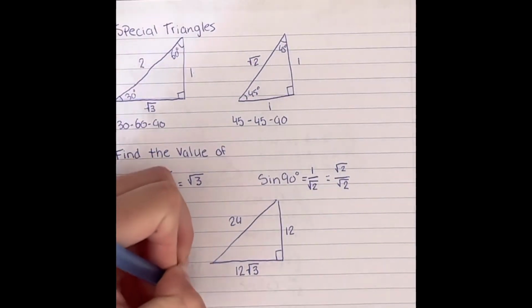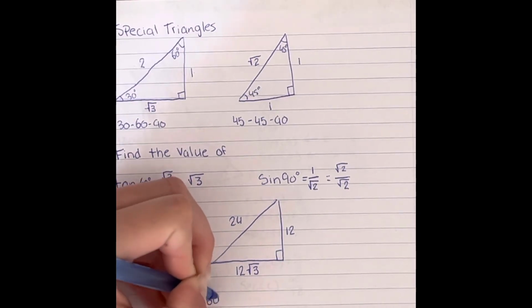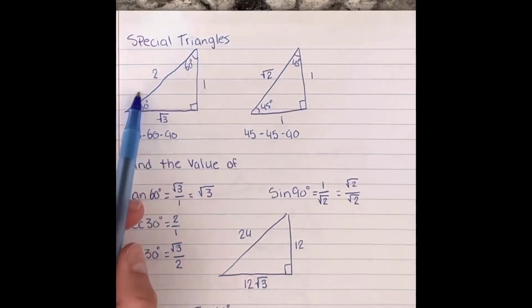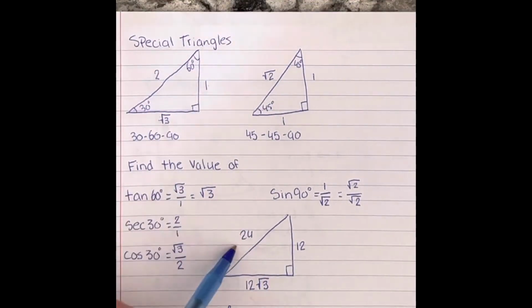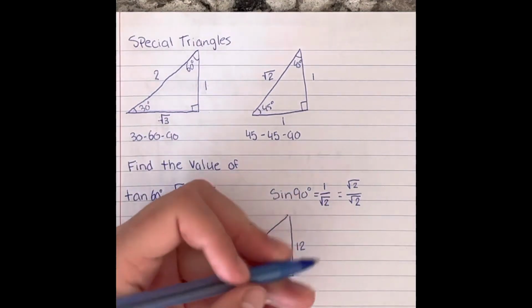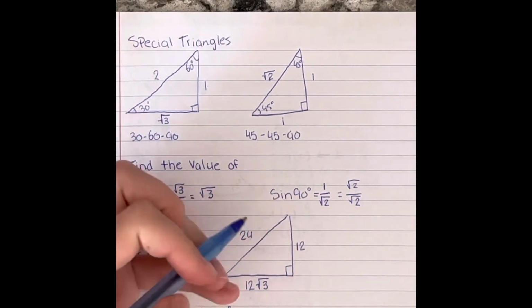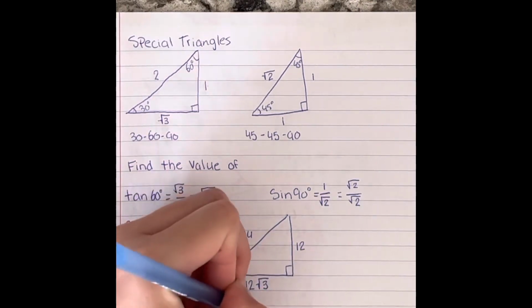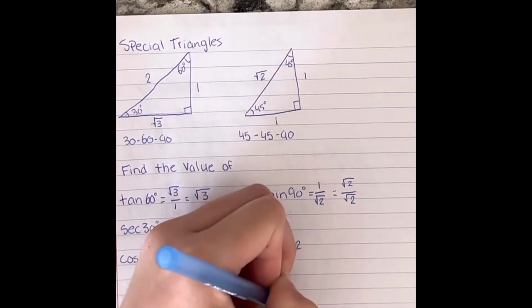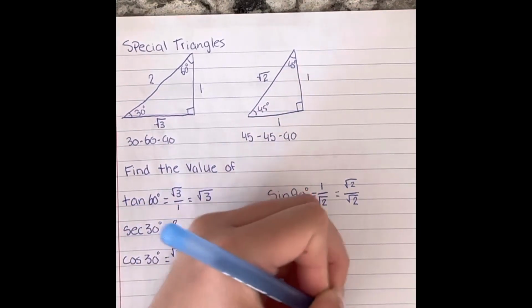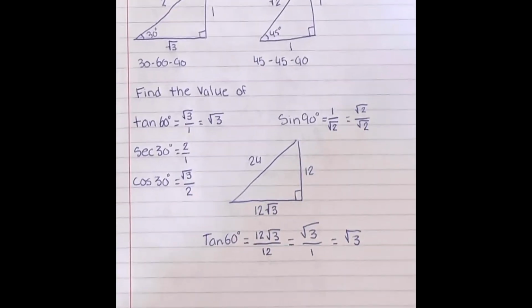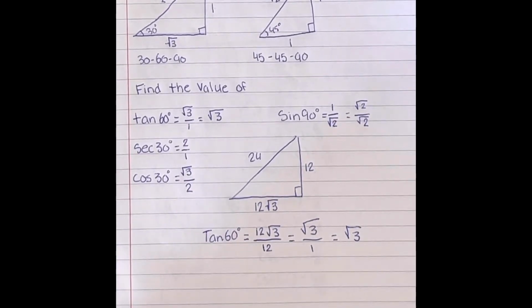With this next triangle, you can really see the correlation from a 30, 60, 90 triangle, as it's all multiplied by 12. So if we relate it back to our original one, we can just see that it's multiplied by 12. And we can write it and then simplify it as you see here.